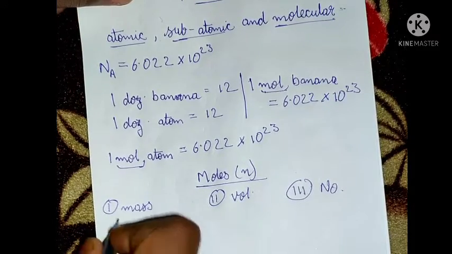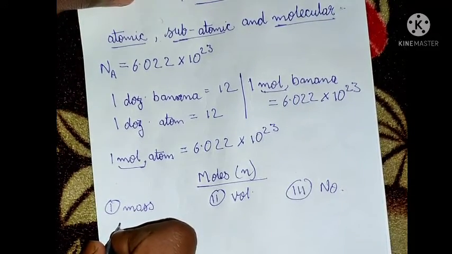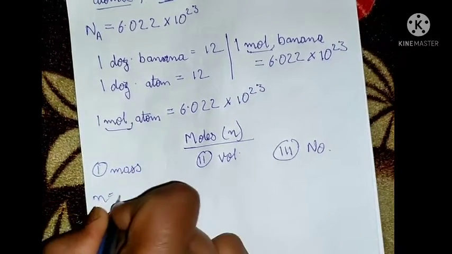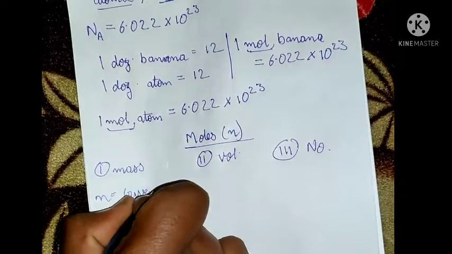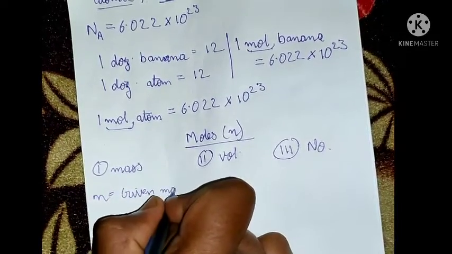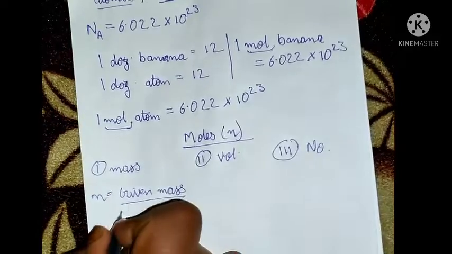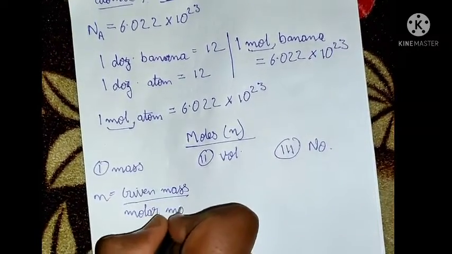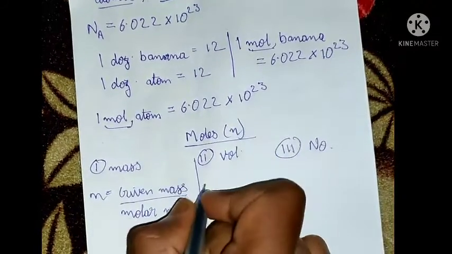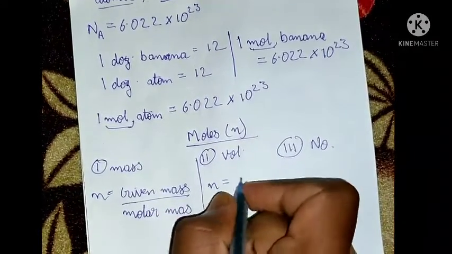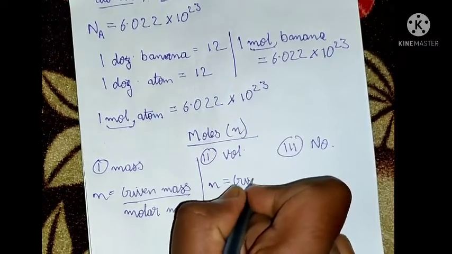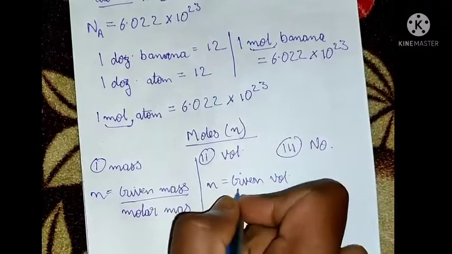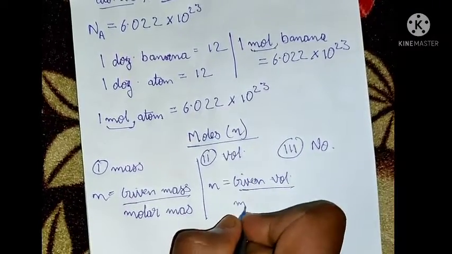So if I say how to find moles of a substance using mass, we will simply divide the given mass of the substance by its molar mass, which will give us the number of moles of the substance. Using volume, we can also find the number of moles by dividing the given volume of the substance by molar volume.